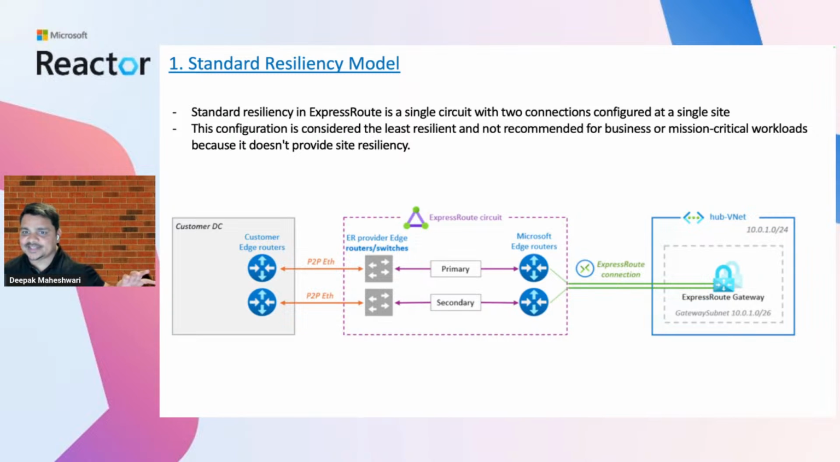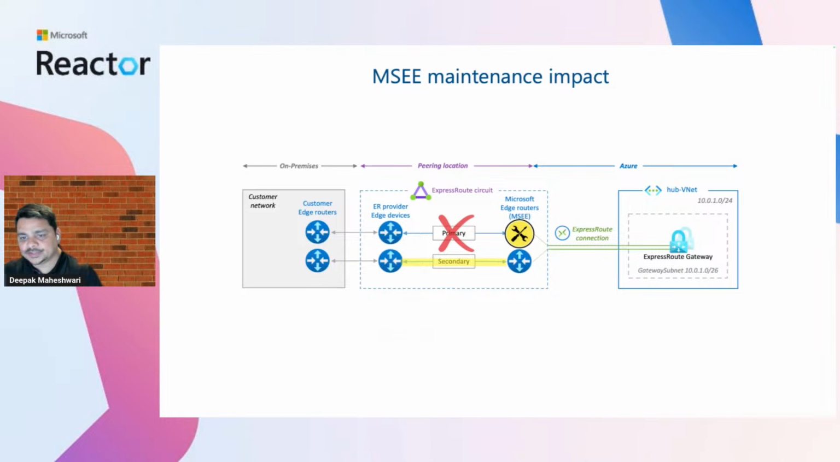Now, this is the least resilient, and I'll explain what I mean by least resilient, because a lot of customers have this configuration already. It doesn't mean it's going to have downtime, but it's the least resilient. We'll explain when we go to the next section what can go wrong in the ExpressRoute configuration.